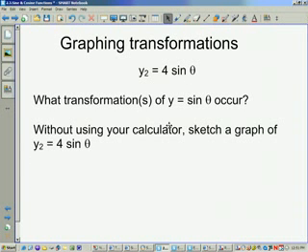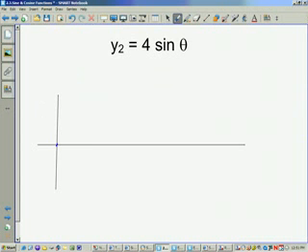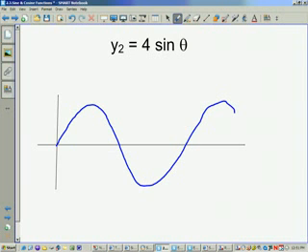Now if we put a 4 in front of sine, hopefully you see that that's going to be a vertical stretch by a factor of 4. So that's just going to stretch it up to 4, go down to negative 4, up to 4. So it goes up from 4 down to negative 4.